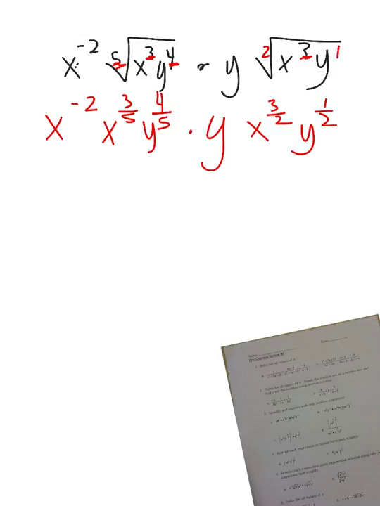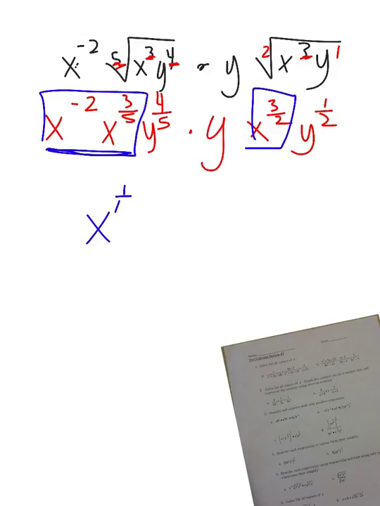So now we can multiply. Remember, when we multiply same bases, you add the exponents. So I have this here and this. That becomes x to the 1/10. And then my y's become y to the 23 over 10. Okay, so let's take a look at 5b.